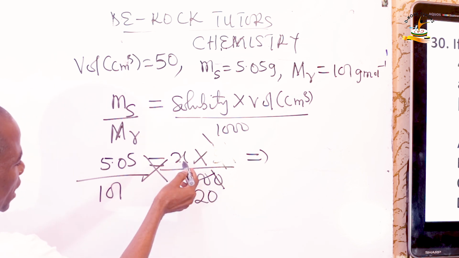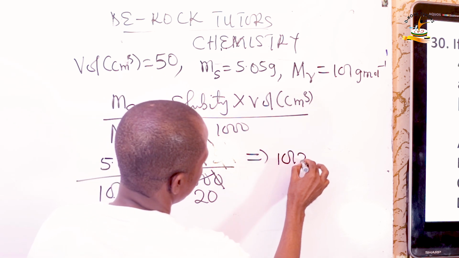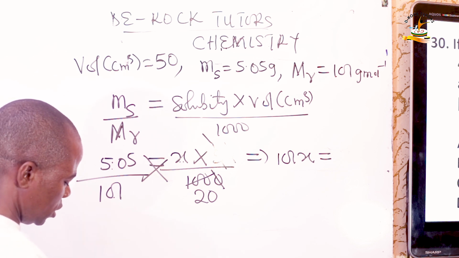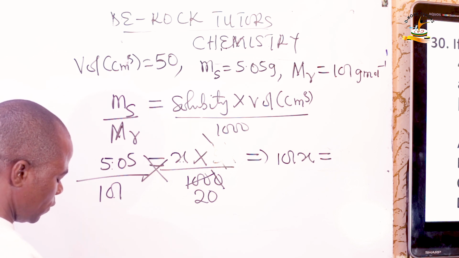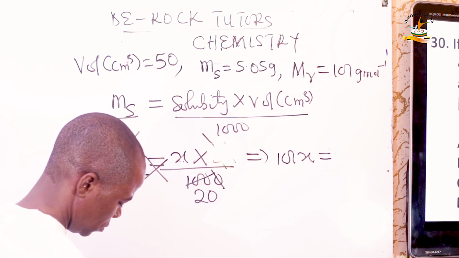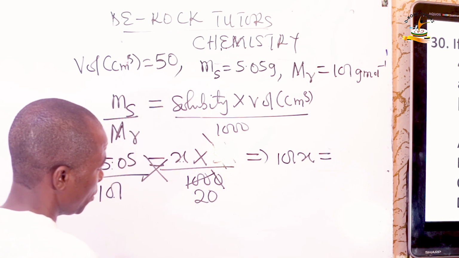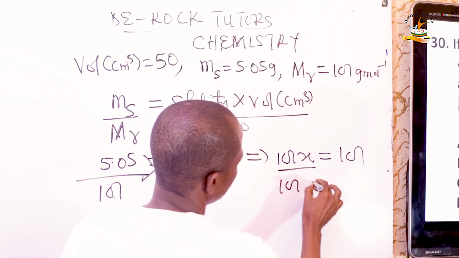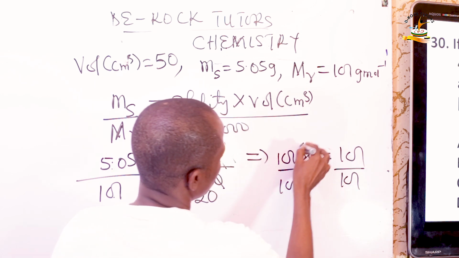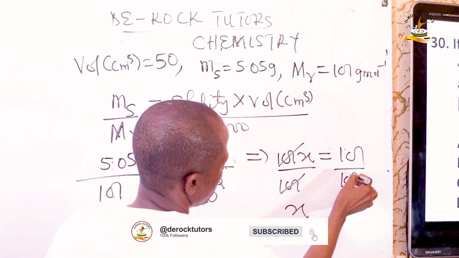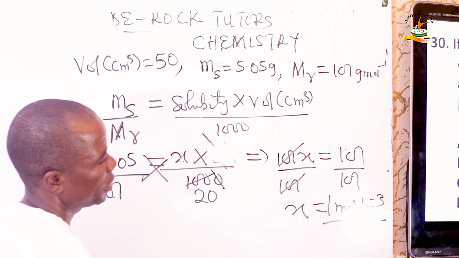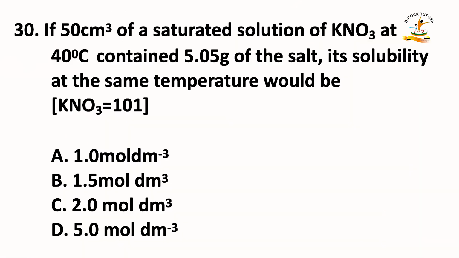So that what we are left with is X times 101. 101X is equal to 5.05 times 20. Let's find out 5.05 times 20. That will give us 101. And then what do we do? We divide both sides by 101. So 101, we cancel 101. So X, 101 divided by 101, that will give us 1 mole per dm cube. That will be our correct answer. Now, if you look at the options, that is definitely option A.